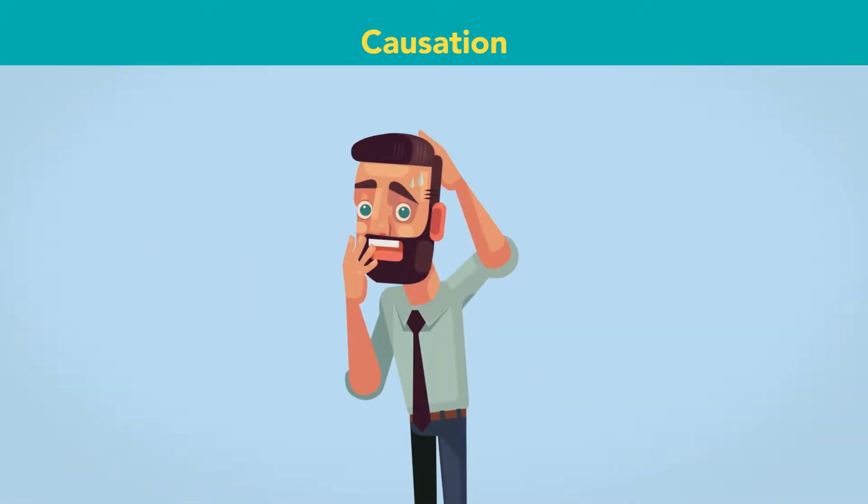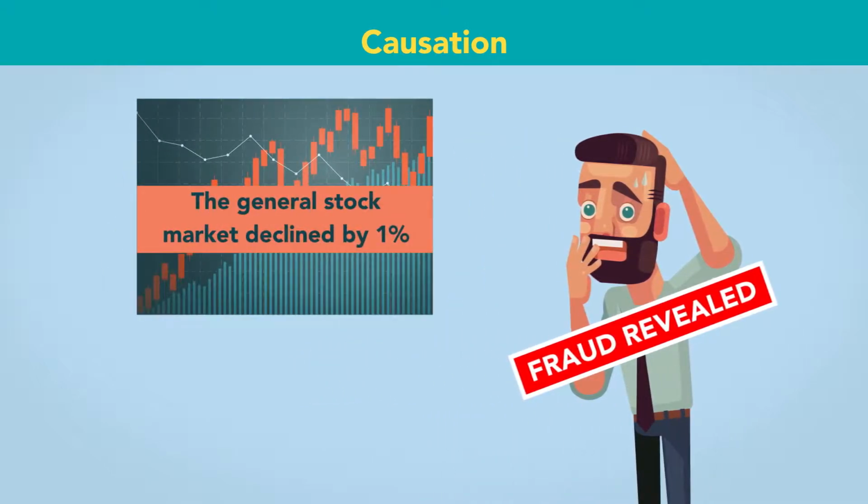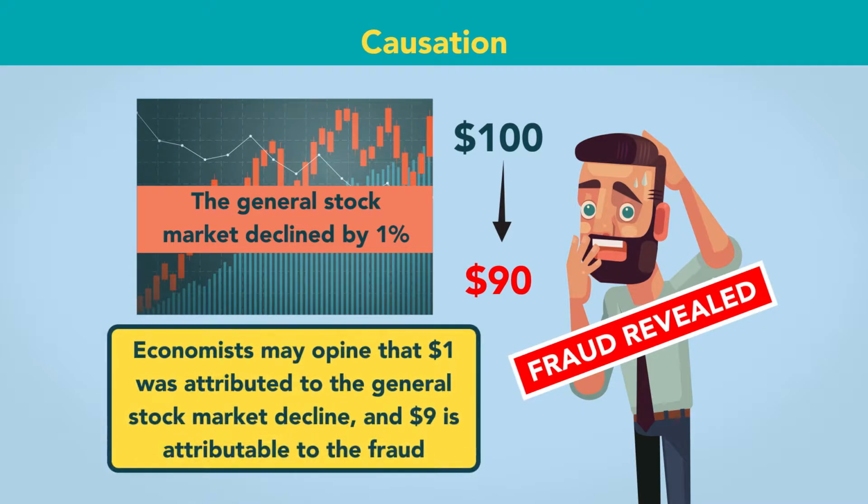Consider a statement in which, on the same day, a company's fraud is revealed, but the general stock market declined by 1%. If the company's price dropped from $100 to $90, economists may opine that $1 was attributed to the general stock market decline and $9 attributable to the fraud.